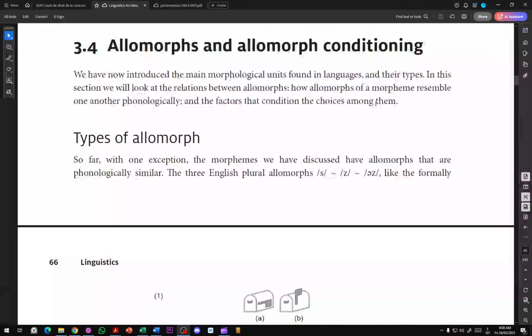And the factors that condition the choices among them. Okay, we will understand later.